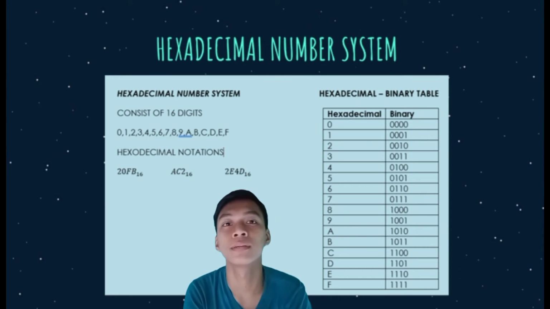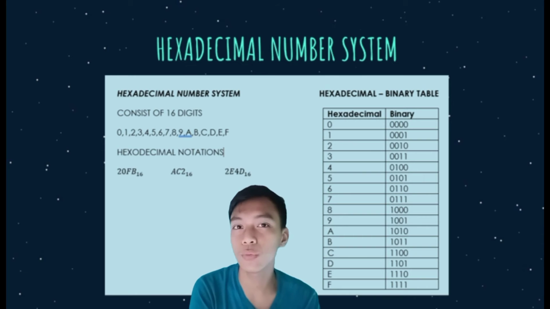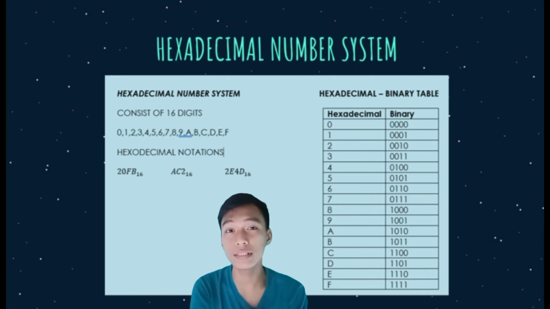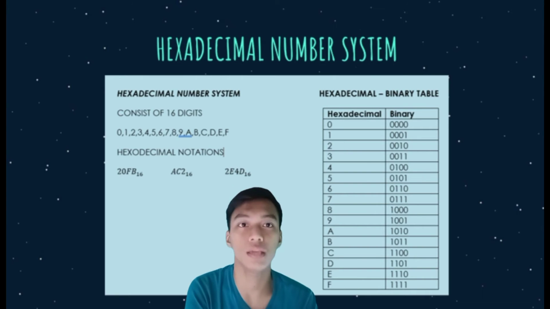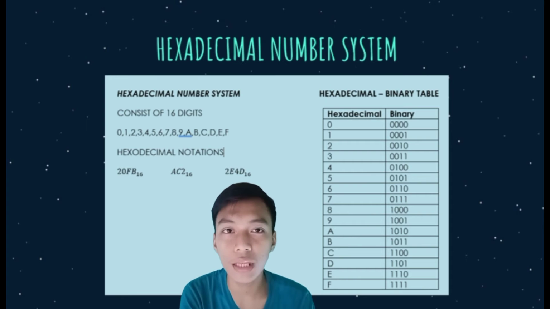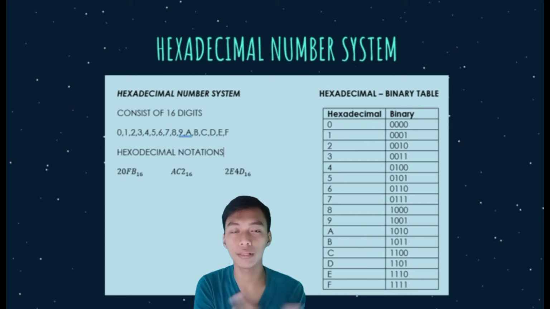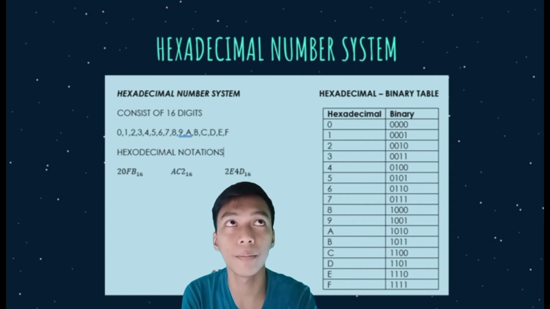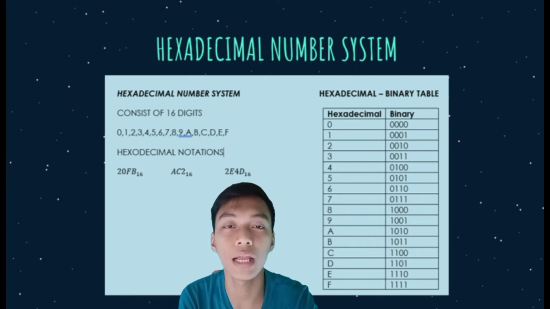Hexadecimal number system. This consists of 16 digits: 0, 1, 2, 3, 4, 5, 6, 7, 8, 9, A, B, C, D, E, F. It is written with a subscript of 16. This is an example of hexadecimal notation: 20FB sub 16, AC2 sub 16, 2E4D sub 16. We have here a table reference that gives us the given value of hexadecimal to binary. So we can use this on the conversion that Jara and Fred will tackle about.